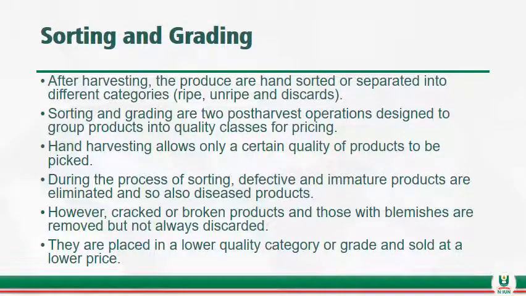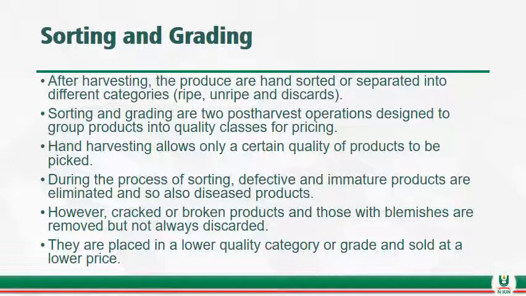Washing, of course, you want to sort and grade, and after harvesting, the produce are usually sorted into different categories. Some farm produce are needed ripe, some are needed in an unripe form, and then some are totally discarded. They are just useless. You don't need them. So you have to sort them into ripe, unripe, and the ones you throw away, the discards.